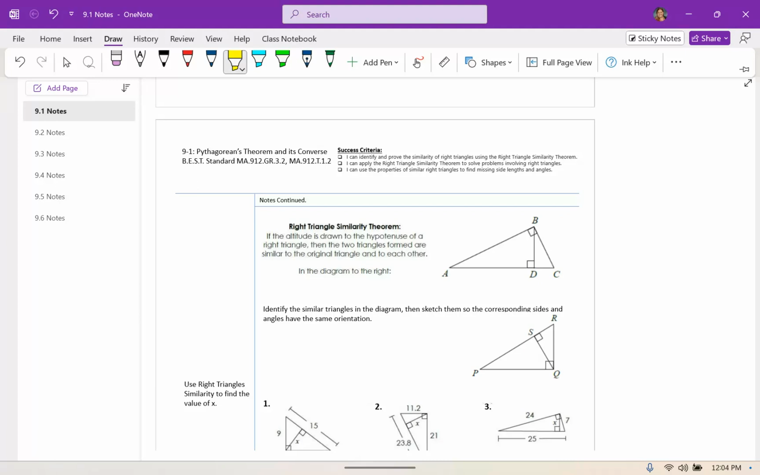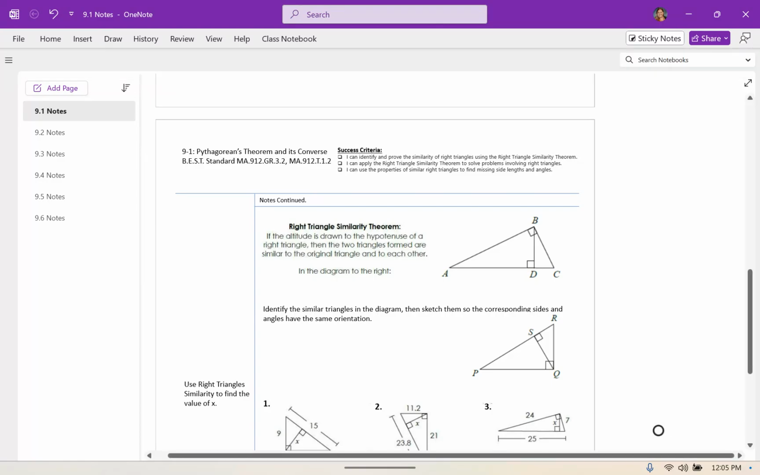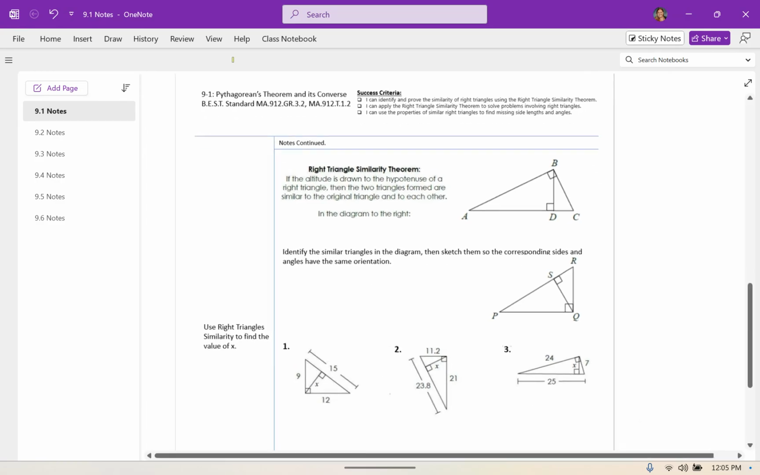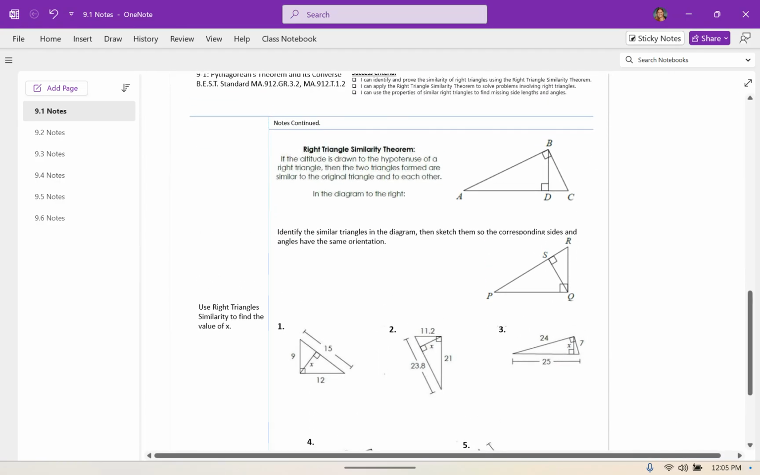We are talking about the right triangle similarity theorem, which is also considered geometric mean, which you will eventually reach as a topic on ALEKS. It's kind of confusing to learn, but once you get it, it's not too bad. It's really just similar triangles. Okay, so here's what we know.